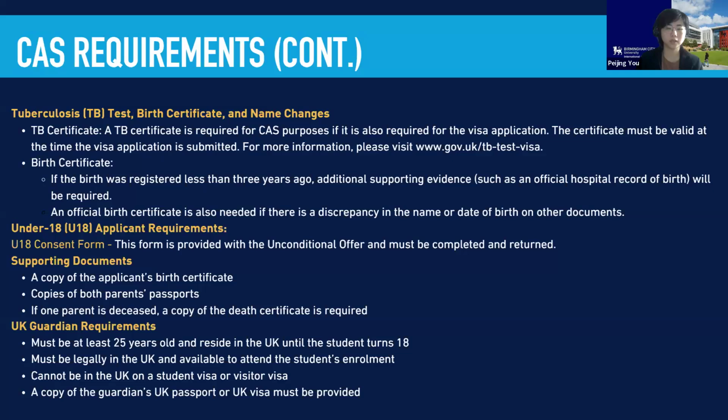The full details of the UK guardian's requirements, we will also attach with your unconditional offer letter. And your UK guardian also needs to provide a copy of their visa, or a copy of their UK passport if they are a British citizen. So these documents are very important. If you're under 18, we will not be able to request your CAS if these documents are not provided. So make sure you speak to your family, your parents, to appoint someone in the UK to be your guardian in advance, to avoid any delay that would make you miss the deadline for the September intake.